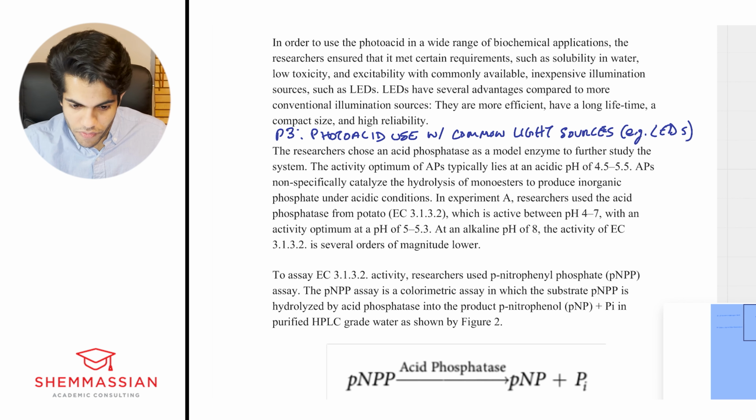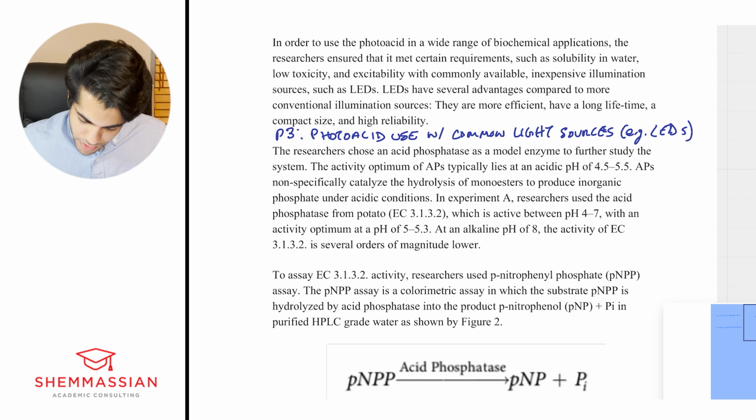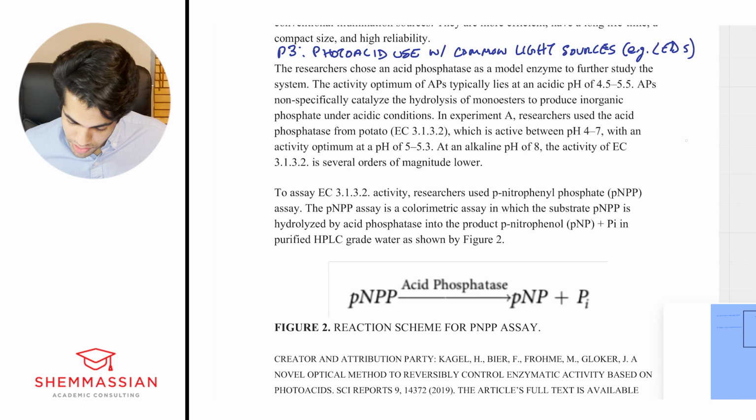All right, let's go ahead and move on to the next paragraph. The researchers chose an acid phosphatase as a model enzyme to further study the system. The activity optimum of APs typically lies at an acidic pH of 4.5 to 5.5. APs non-specifically catalyze the hydrolysis of monoesters to produce inorganic phosphate under acidic conditions.